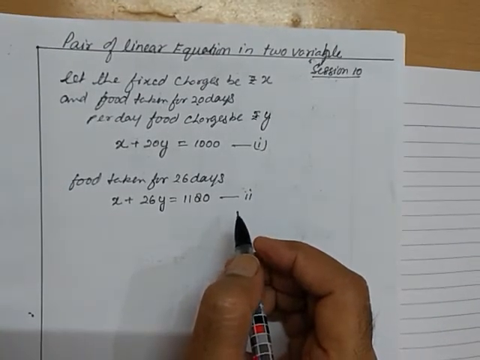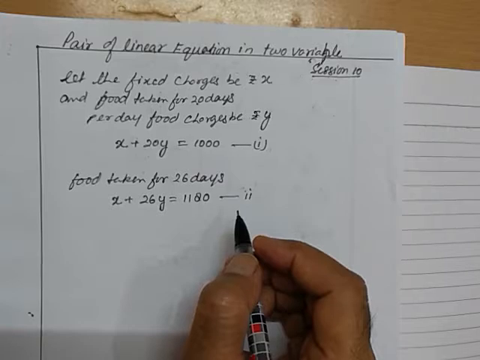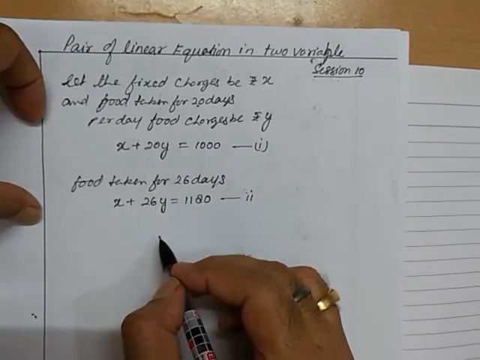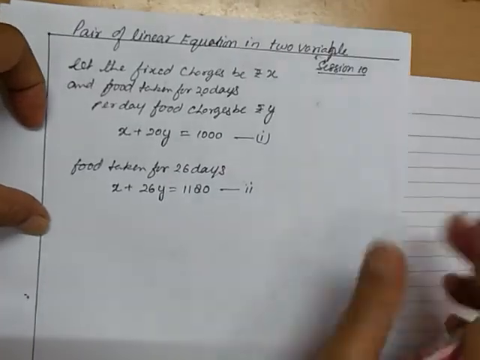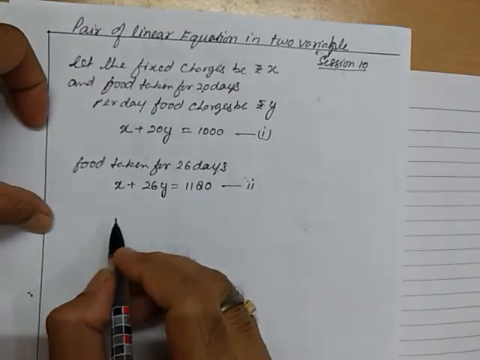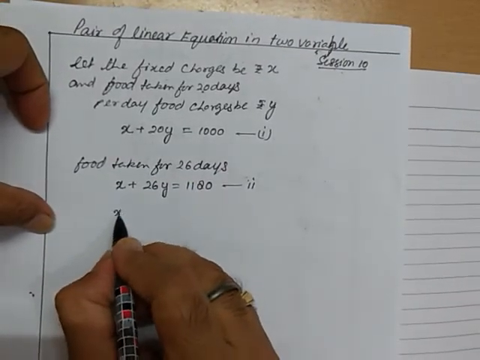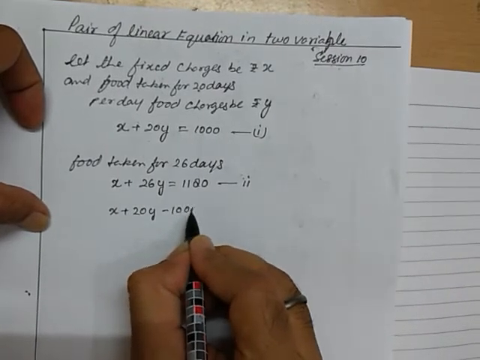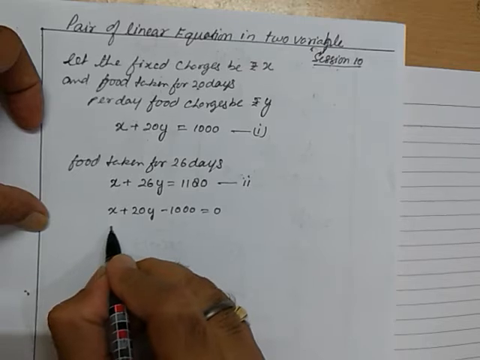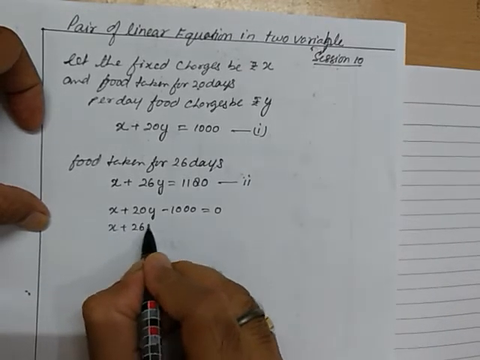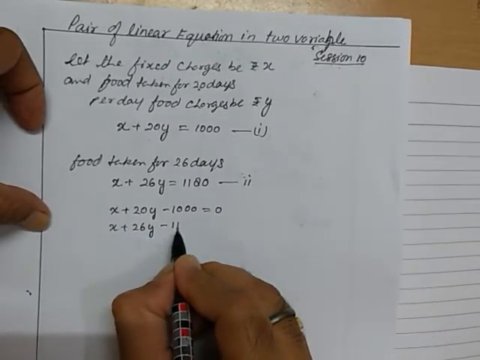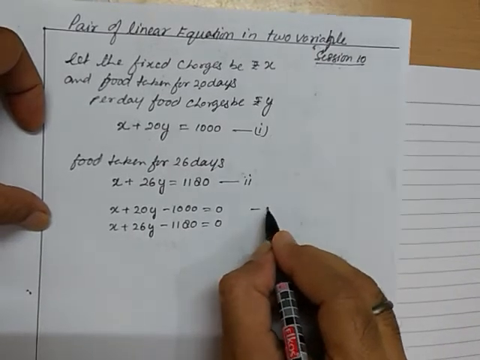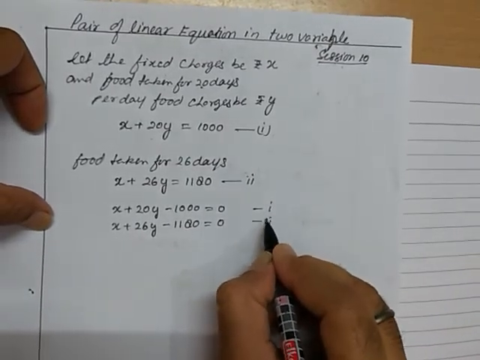In the question it said that you need to find out the solution if they exist. So how will we find out if they exist? Here we will write these equations in standard form. So X plus 20Y minus 1000 is equal to 0, and X plus 26Y minus 1180 is equal to 0. These are the first and second equations which I have written in standard form.